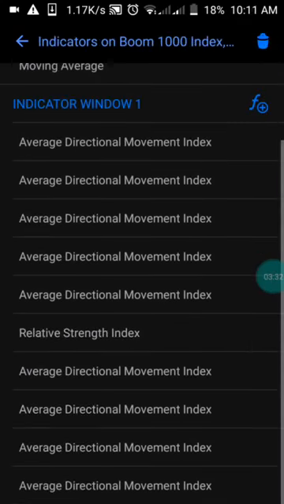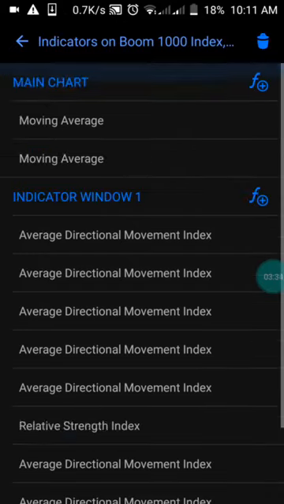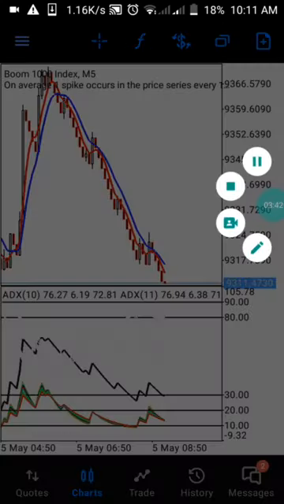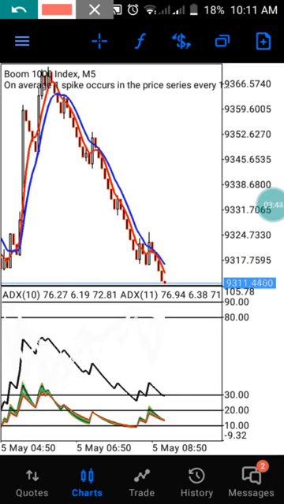So guys, if you set this up now, you have the same chart the way I have it here on my screen. Let me explain how you can use this strategy to catch a spike on Boom 1000, Boom 500 and Boom 300.